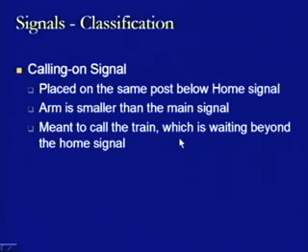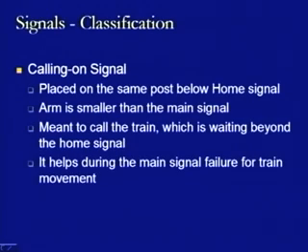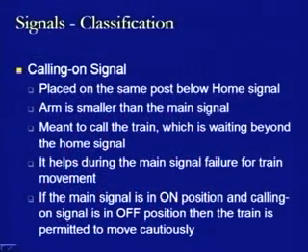So, if the train is waiting beyond the home signal and we lower this smaller arm, then it says that the train is being called to occupy this track. It helps during main signal failure for train movement. If the main signal has gone bad, then it may help in the movement of the trains. If the main signal is in on position and the calling on signal is in off position, then the train is permitted to move cautiously. This is what we have seen a number of times when we discussed a combination of two signals on the same post, where one is in on position and the other is in off position.